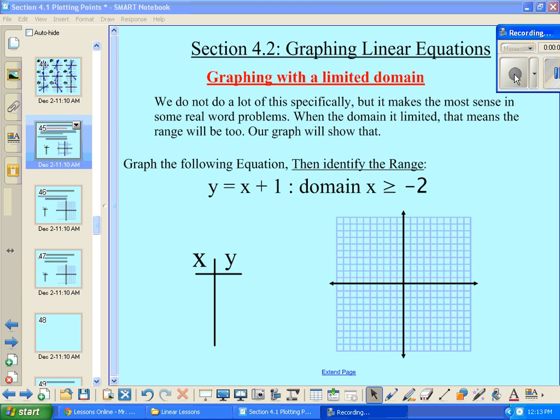Today's lesson is still a continuation of section 4.2, graphing linear equations. We're going to talk about one more new thing in this section that we can do today and the next lesson or so, which is graphing with a limited domain.